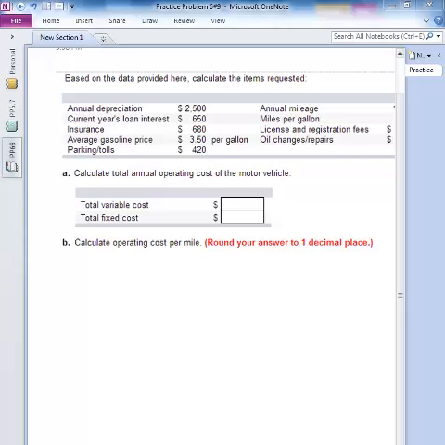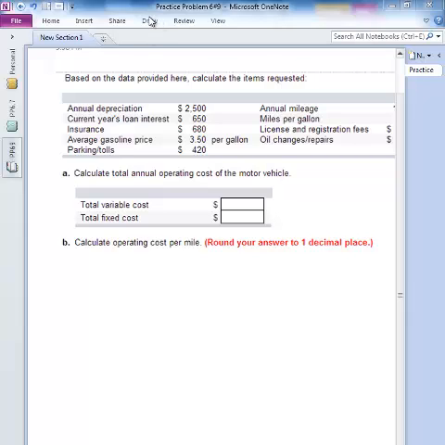Hi, in this video I'm going to go through practice problem from chapter 6, number 9. In this one I'm just looking to calculate variable versus fixed costs and then the operating cost per mile in terms of cents. So first I need to find what the fixed and variable costs are.